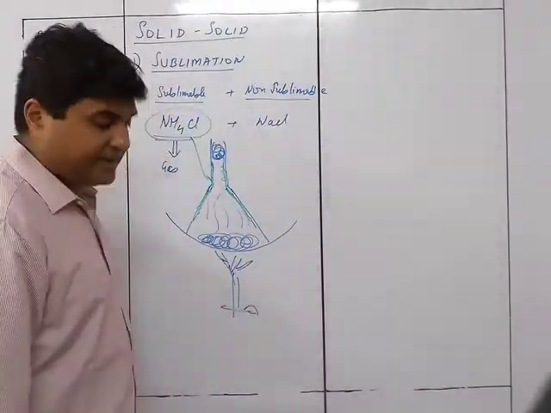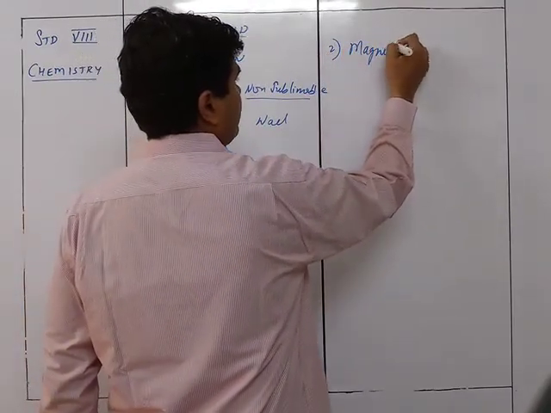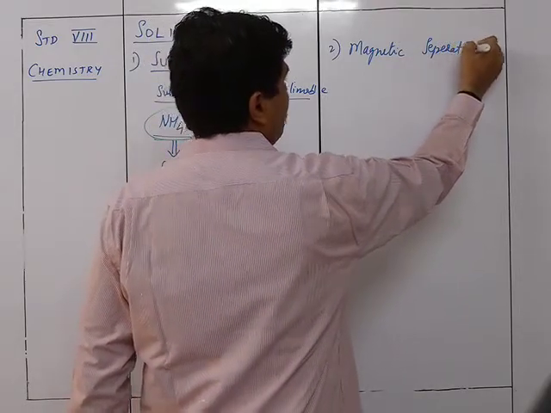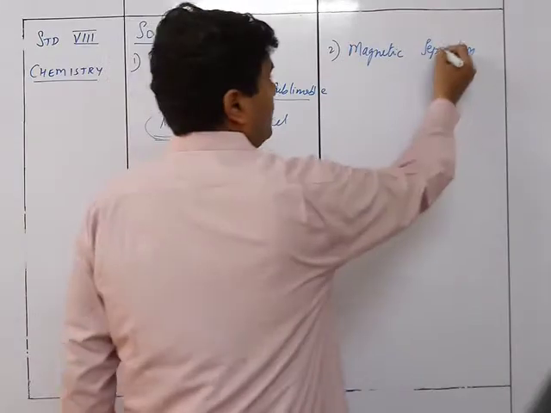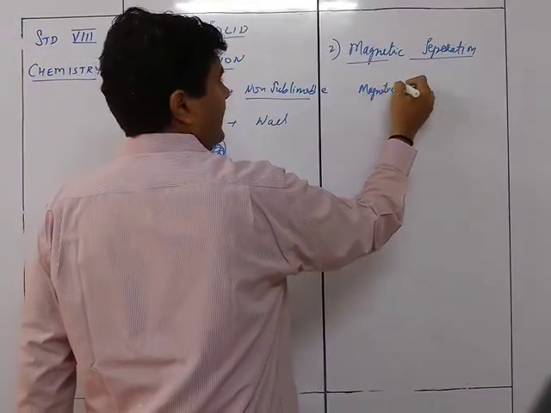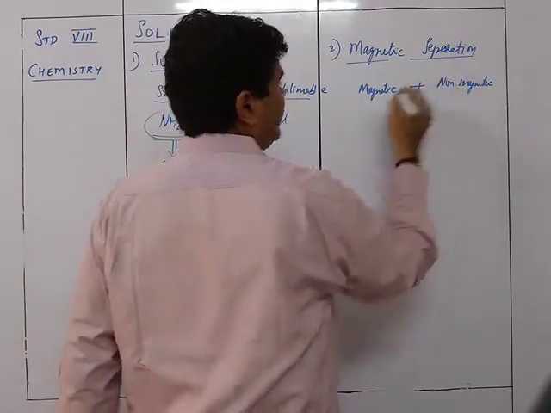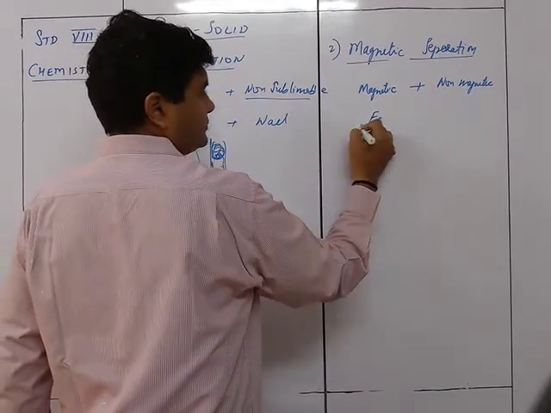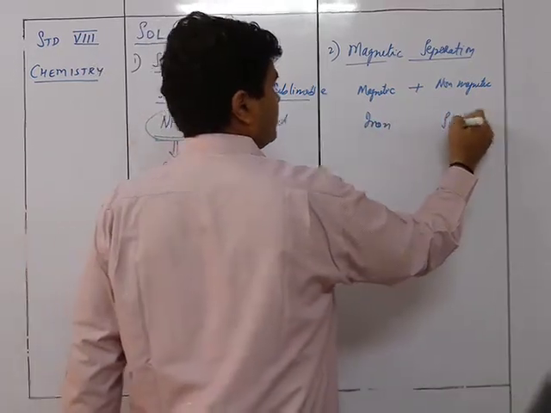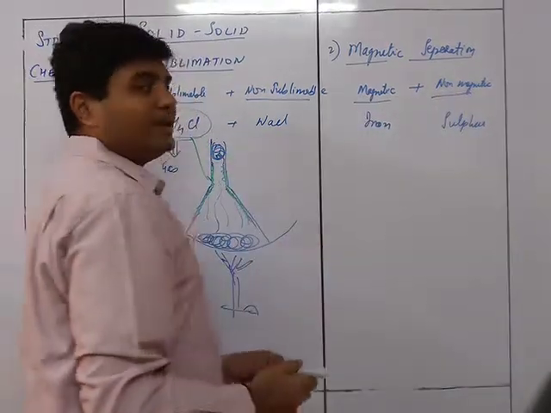The next method is magnetic separation. In magnetic separation, the main thing we require is that one substance is magnetic and the other is not magnetic. For example, iron and sulfur. When iron and sulfur are mixed together, you know the mixture.